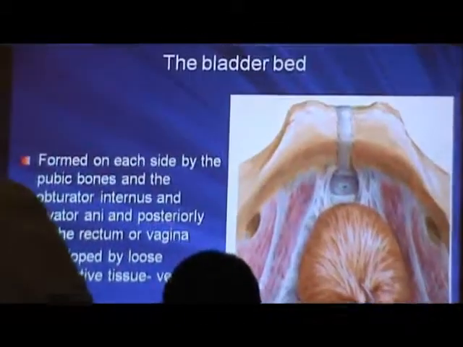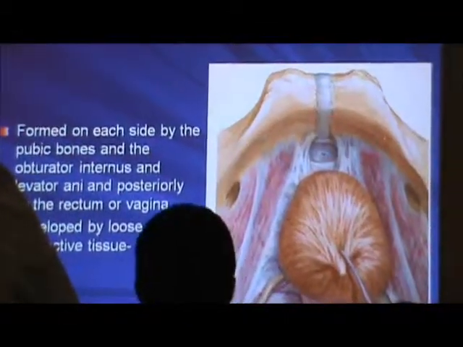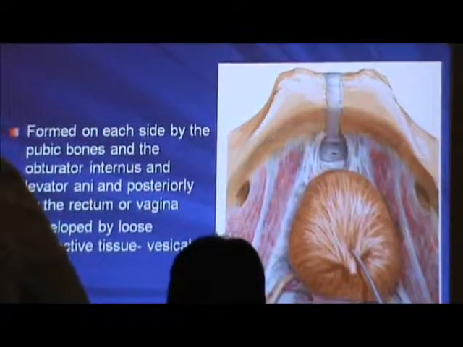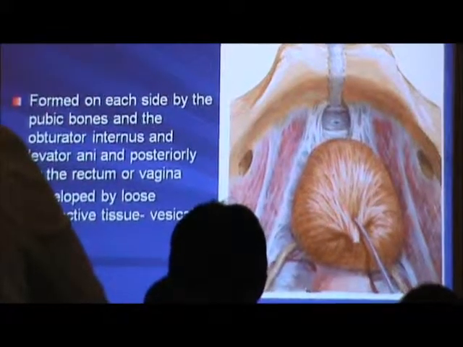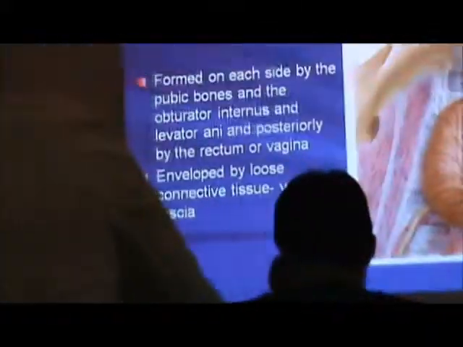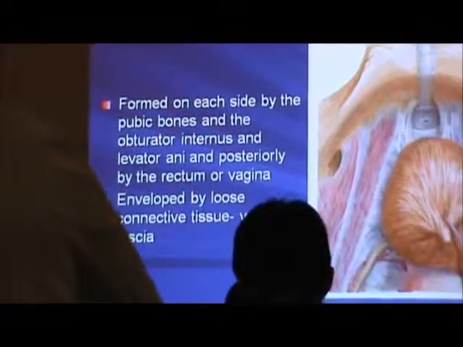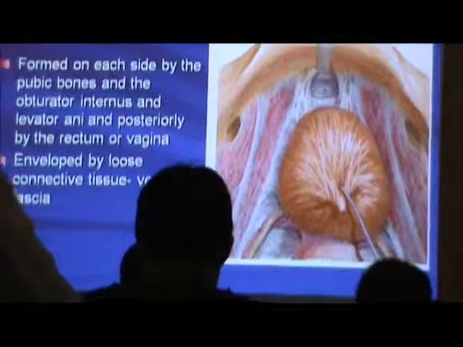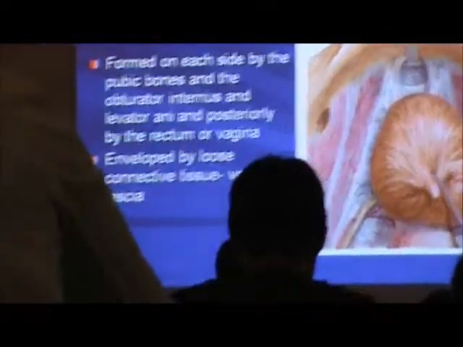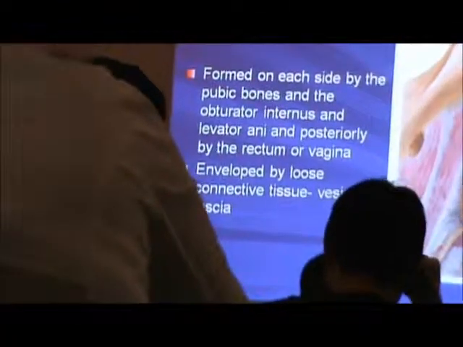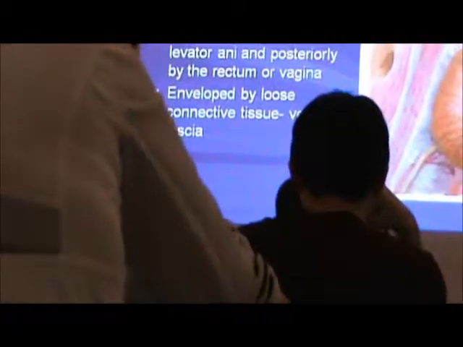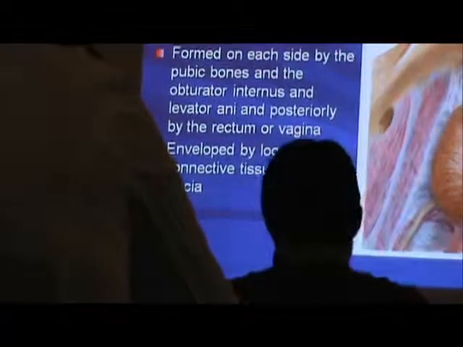The bladder bed is formed on each side by the pubic bones and the obturator internus muscle. We will talk about it with the lower limb, and levator ani, which belongs to the pelvic diaphragm, and posteriorly by the rectum and the vagina. Enveloped by loose connective tissue, the vesical fascia.